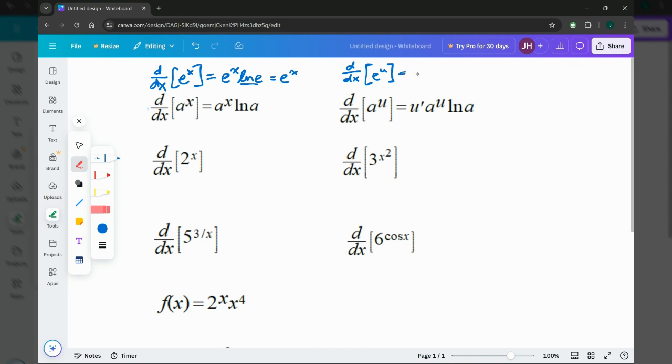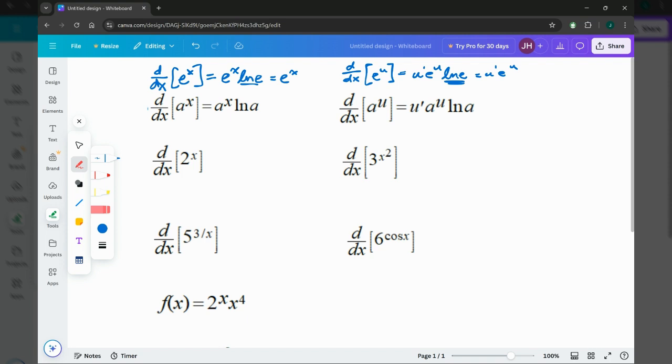The derivative would be u prime times e to the u, and this formula says you should multiply by the natural log of e, but again, the natural log of e is 1. So this comes out to be u prime e to the u. So these formulas do work for e. But we never write the natural log because there's no point. The natural log of e is just 1.